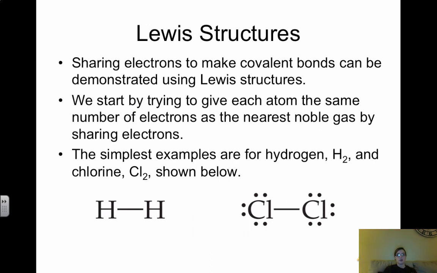Sharing electrons to make covalent bonds can be demonstrated using Lewis structures and Lewis diagrams. We're going to focus on this much more, but we start by trying to give each atom the same number of electrons as the nearest noble gas. So we want each atom to have a full octet, 8 electrons. You have the example for hydrogen, which only needs 2 electrons. That's the duet rule. But notice chlorine has 8 valence electrons: 1, 2, 3, 4, 5, 6, 7, 8. The single line represents 2 electrons. These 2 electrons go to both atoms.